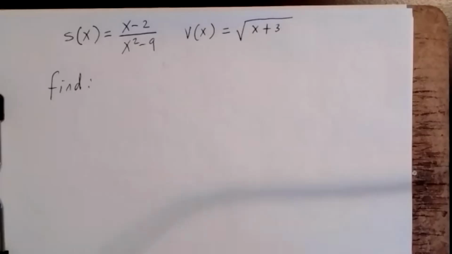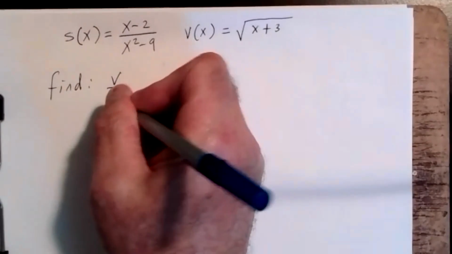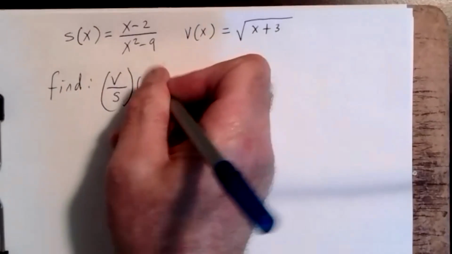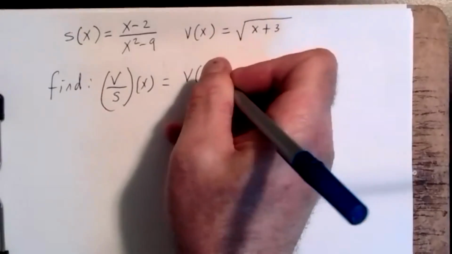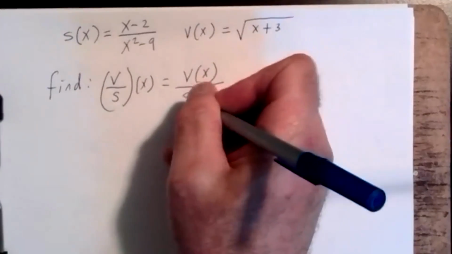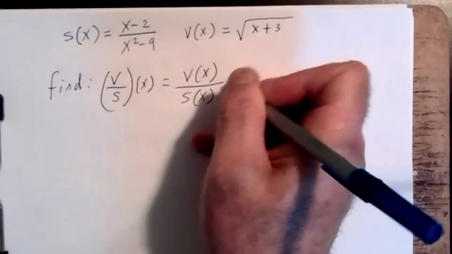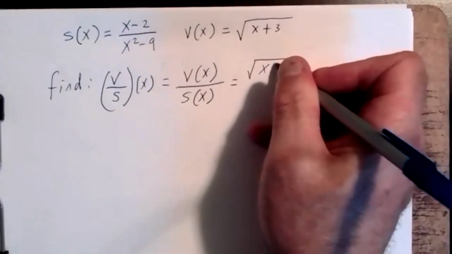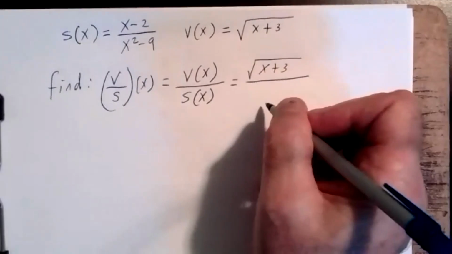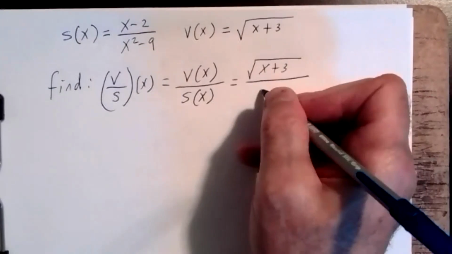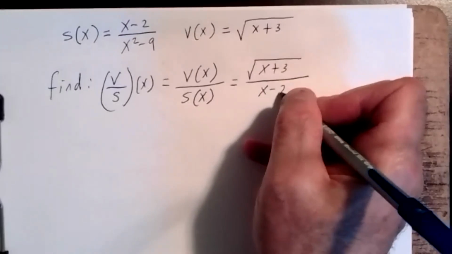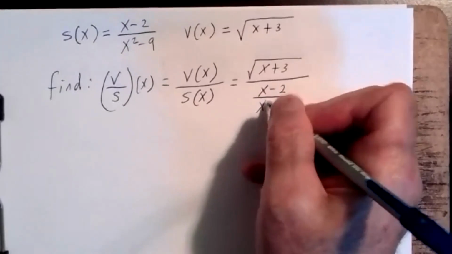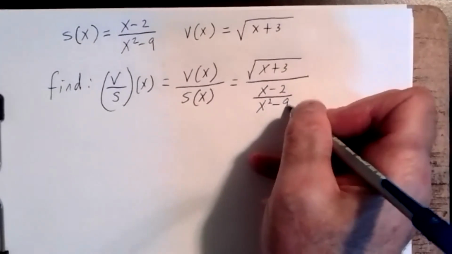Okay, so they want us to form this new function called V divided by S of X, which is going to be the quotient of the outputs of the individual functions. So V of X divided by S of X. But what's V of X? V of X is the square root of X plus 3. You put X in the function S, what does it give you out? It gives you out this rational expression, X minus 2 divided by X squared minus 9.